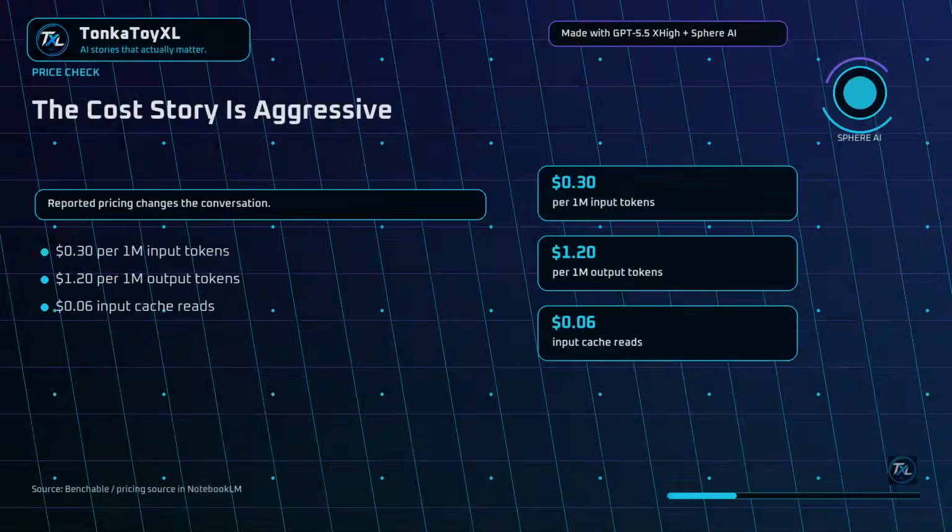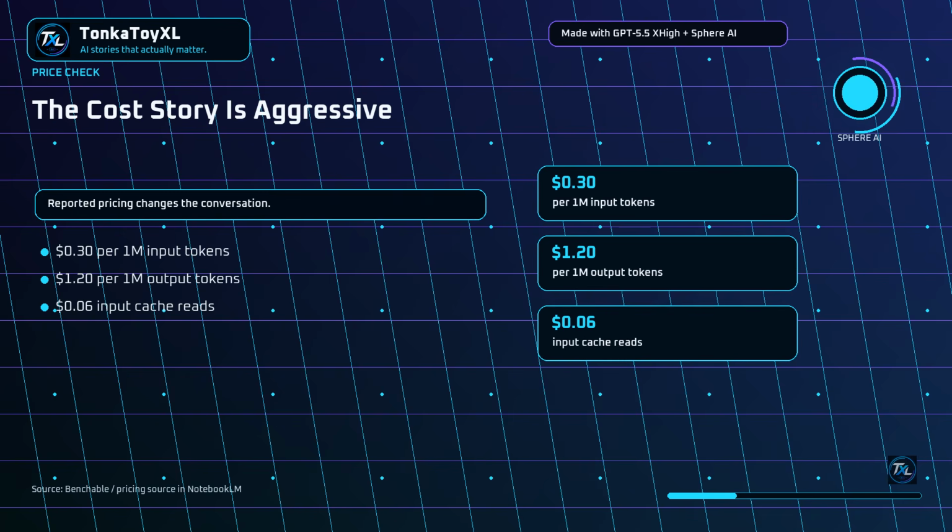The second notebook crosscheck found reported pricing at 30 cents per million input tokens, $1.20 per million output tokens, and 6 cents for cache reads. If that holds up in production, long context agents get much easier to justify.